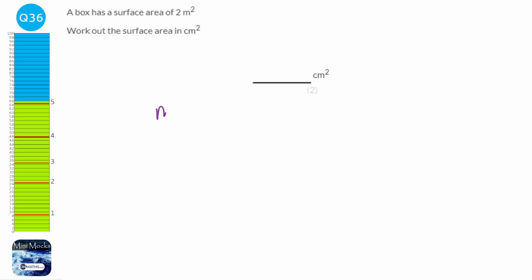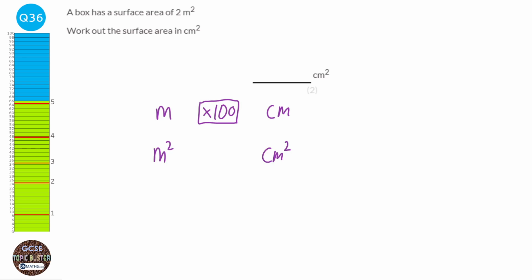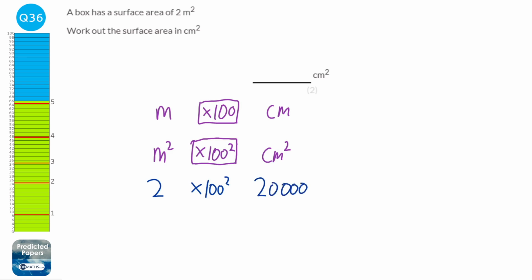To go from meters to centimeters, we obviously times by 100. But to go from meters squared to centimeters squared, we times by 100 per dimension. Now, whenever we talk about things in meters squared, we're talking about areas which have two dimensions. So we times it by 100 squared. So when we've got 2 meters squared here, we times by 100 squared to get it into centimeters squared. So that's going to be 20,000.